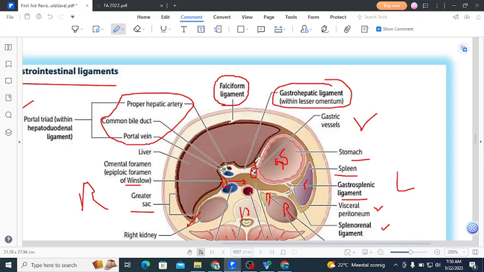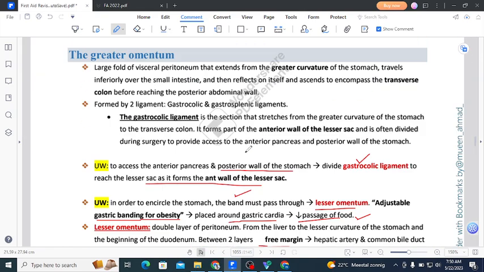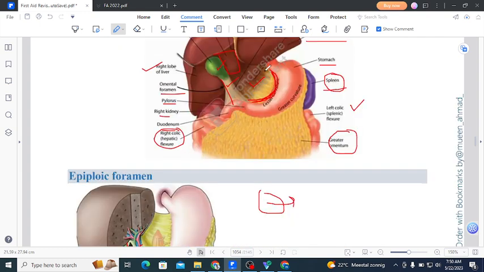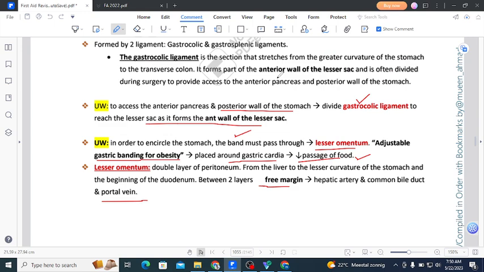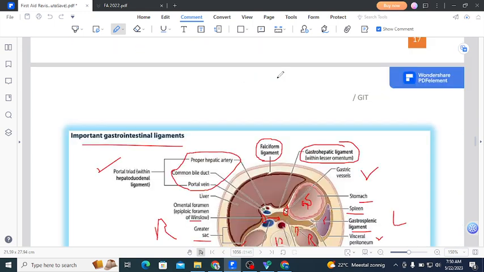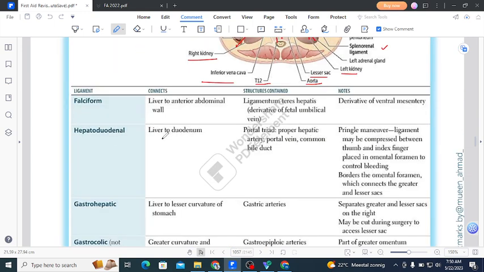We have seen the picture of that, this structure is the gastrohepatic ligament. This is the gastrohepatic ligament. Moving forward to this point over here, now let's see the description of all of these ligaments one by one.